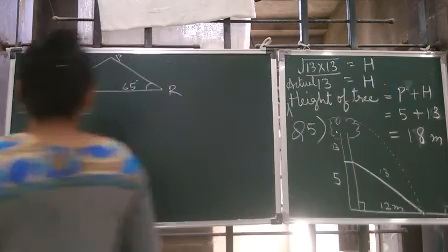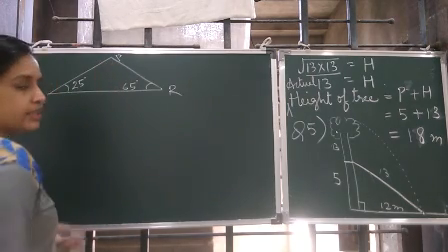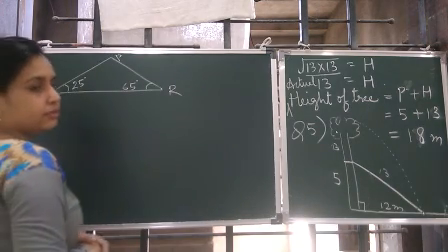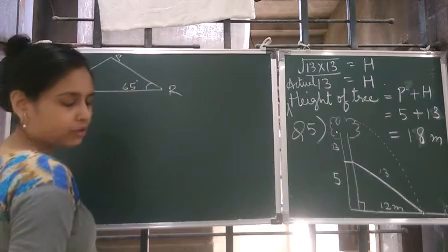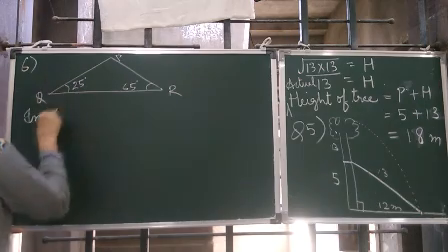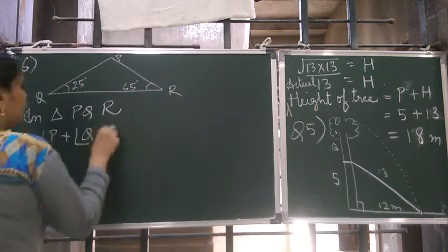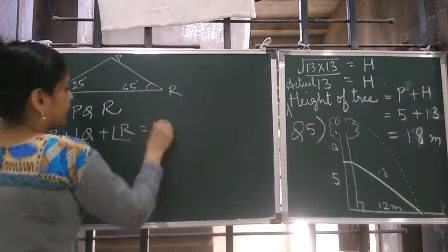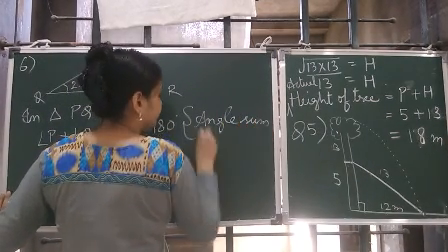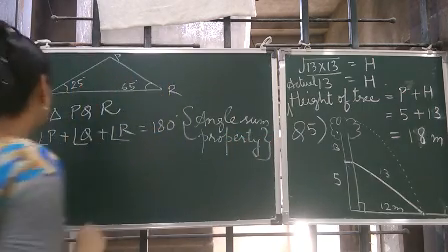If we use the angle sum property, we can find this angle also. Let's find out whether it is a right triangle or not. If it is a right angle triangle, then it will be very simple to find out whatever is true, by using the Pythagoras theorem. So in triangle PQR, angle P plus angle Q plus angle R is equal to 180 degrees, using the angle sum property.